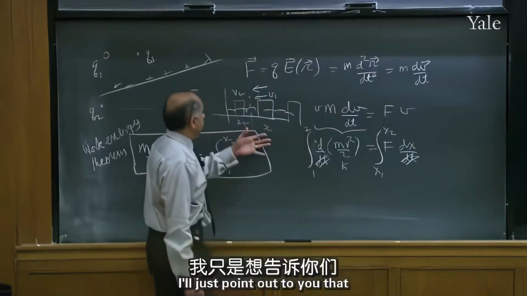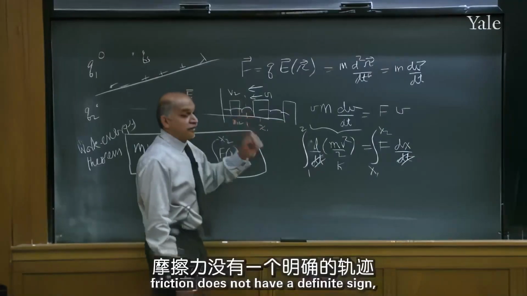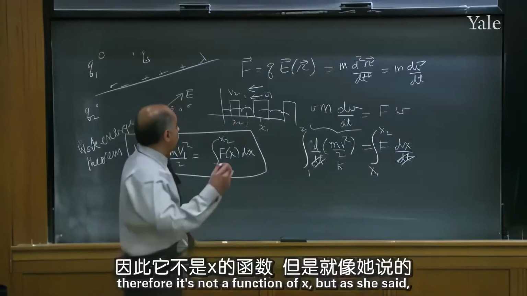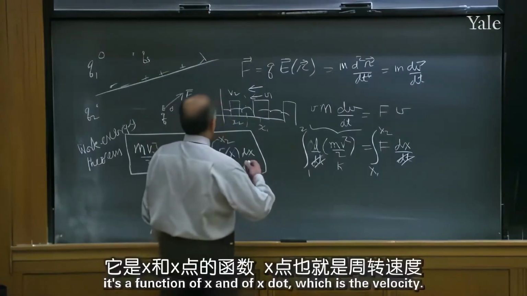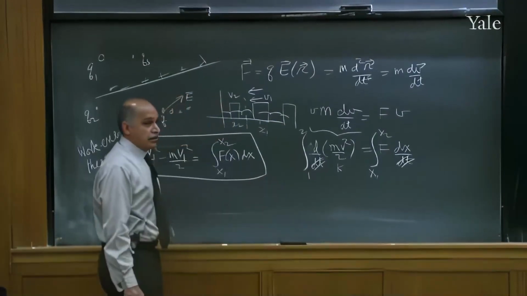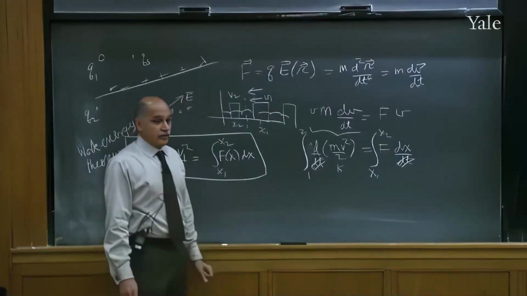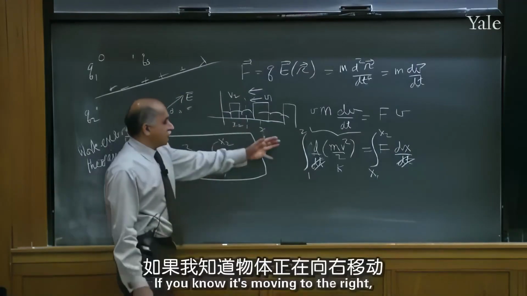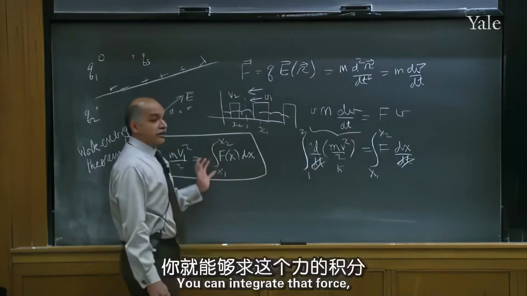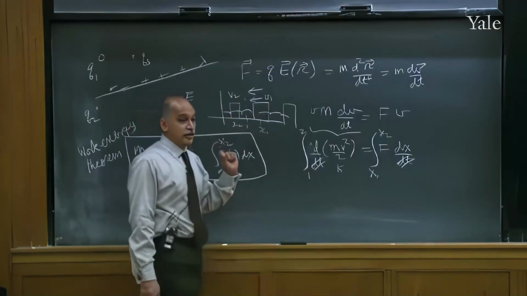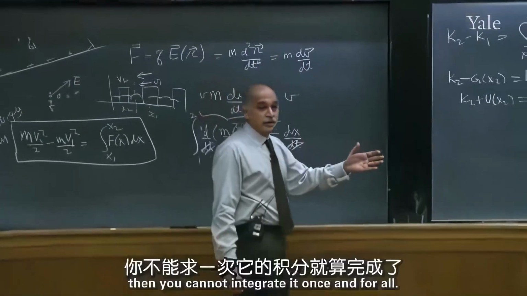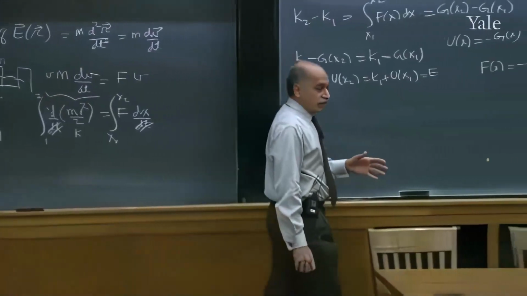Just point out to you that friction does not have a definite sign. Therefore, it's not a function of x, but as she said, it's a function of x and of x dot, which is the velocity. So it doesn't have a unique answer. That does not mean you cannot find the work due to friction. If you know it's moving to the right, then the force is to the left. You can integrate that force as long as it is moving to the right. But if it's going right, left, and oscillating, then you cannot integrate it once and for all. That's why it doesn't work for friction.